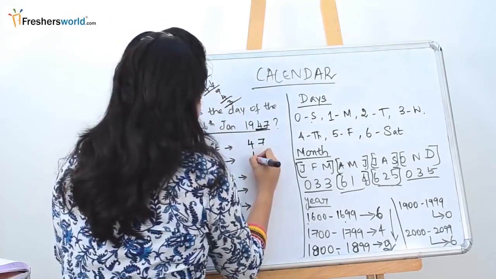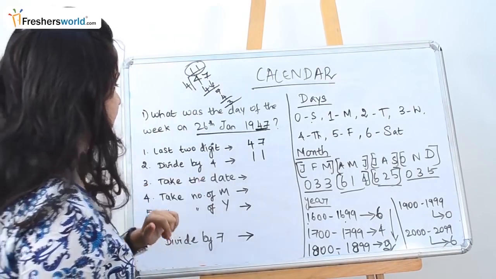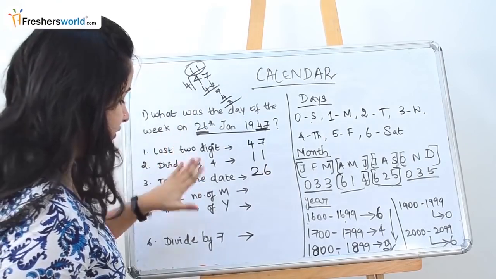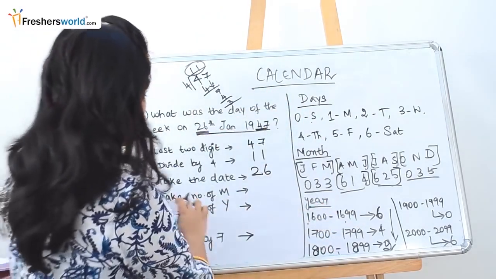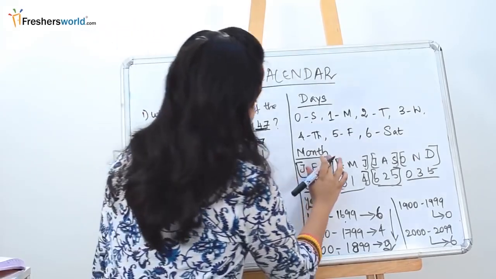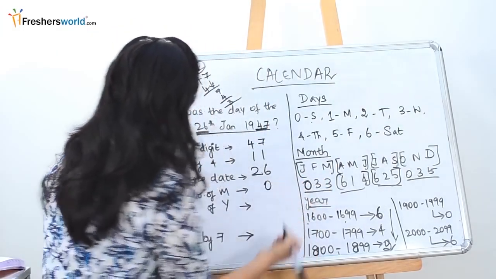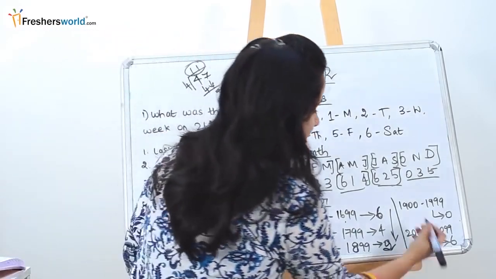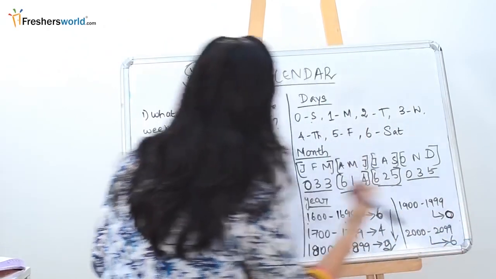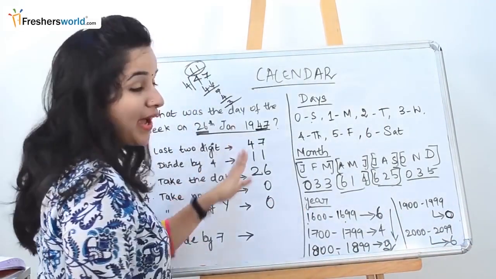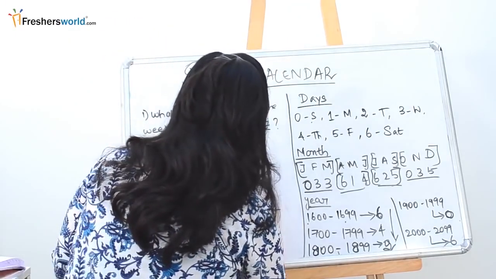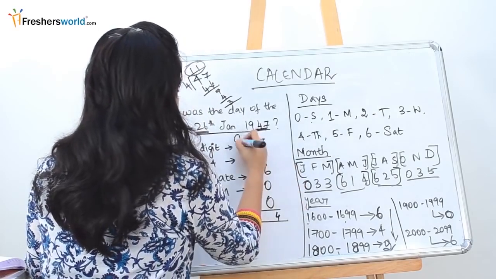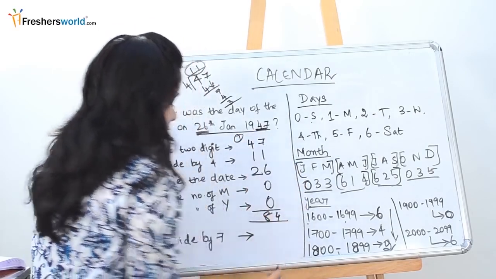Take your quotient. Next, take the date, which is 26. Next, take the number of the month. What is the month? Jan. Jan is nothing but 0, so we take 0 here. Next, take the number of the year. The year is 1947, so 1900 to 1999 is also 0 here. So we take it as 0. Now you add these first 5 steps: 7 plus 1 is 8, 8 plus 4, 8 plus 6 is 14, 1, 5, 8, 84. So your total is 84.